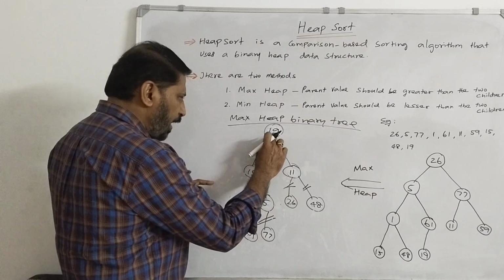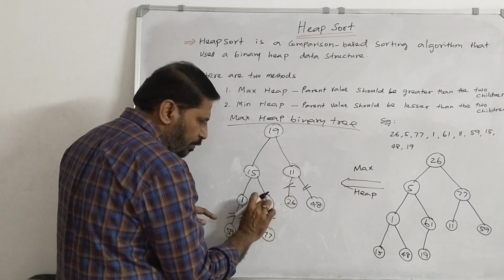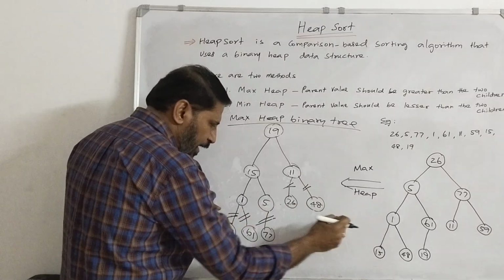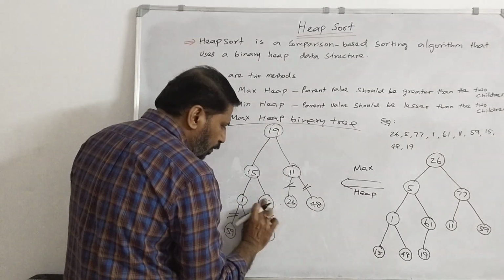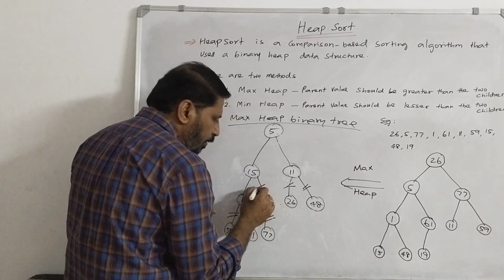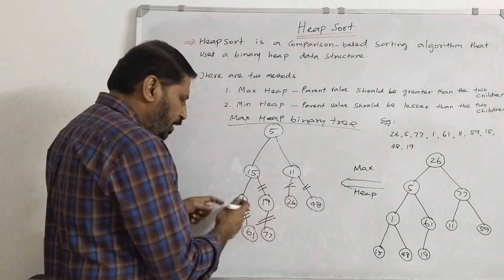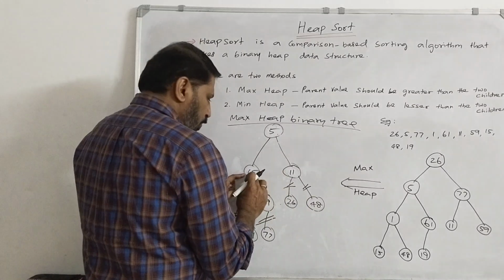Then after that, 19 is exchanged with the next uneliminated node from last to first. So 5 goes here, 19 comes here. This is also eliminated. Again we are doing the same thing. At this level we don't need to do anything.